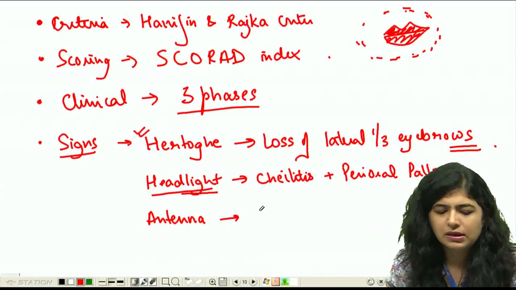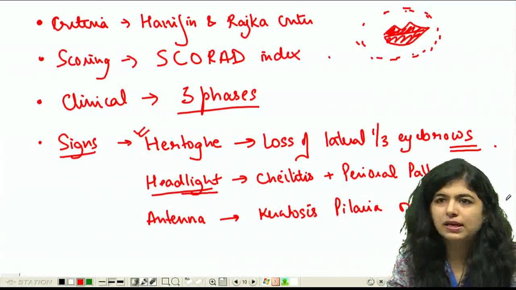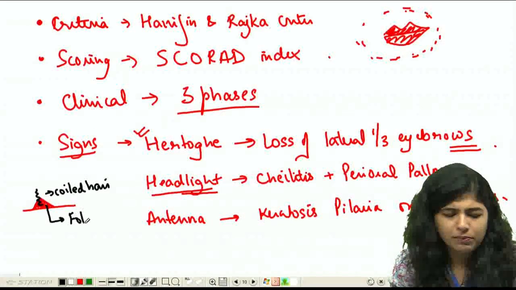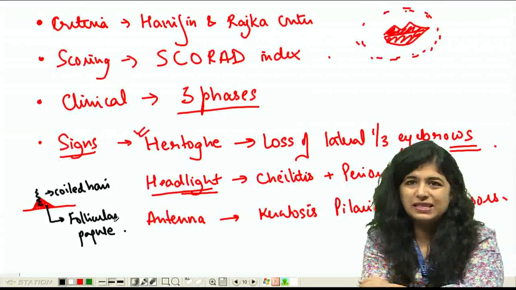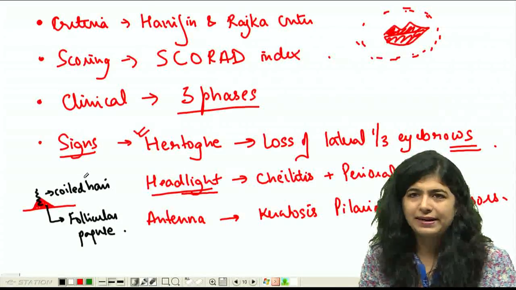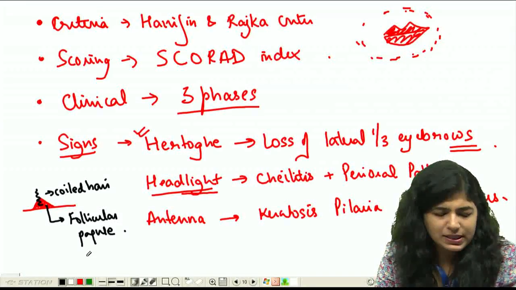And what is the antenna sign? This is because of the keratosis pilaris on the extensors. Now, what is keratosis pilaris? Keratosis pilaris is this small bump which you have on the extensor, and it has a coiled hair. So this is a coiled hair, and this is a bump, meaning a skin papule around it. So this is called as keratosis pilaris. Since the coiled hair, if you see tangentially, it looks like a TV antenna, that is called as the antenna sign. So these are the important questions with regards to atopic dermatitis.